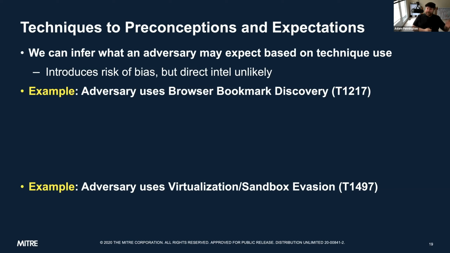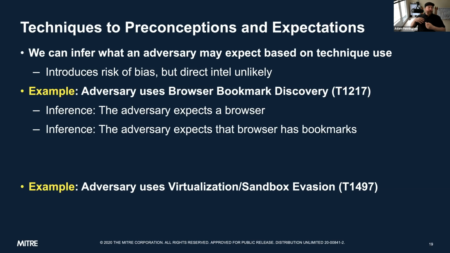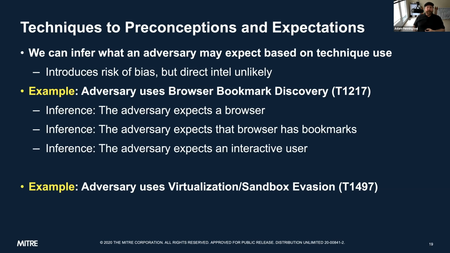So say we have an adversary who uses browser bookmark discovery. What sorts of things can we potentially infer from that? Well, we might be able to infer that the adversary expects a browser, at least in some intrusions that they're operating in. We might be able to infer that the adversary expects that the browser has bookmarks. Why would they be collecting them otherwise? And an adversary that's looking for bookmarks is probably expecting an interactive user to be on that end system.